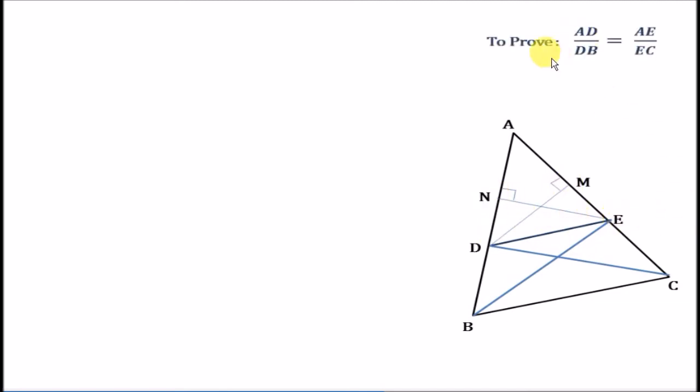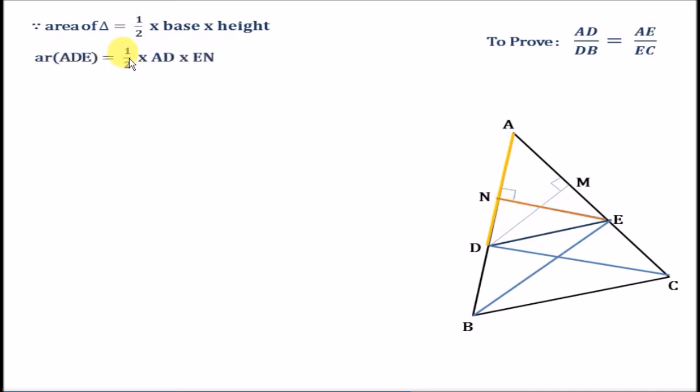This is the thing that we need to prove, so let's keep it on one side. Now, since area of triangle equals half into base into height, the first side that we need is AD. So AD is in triangle ADE. If we consider AD to be our base, the perpendicular or height for this will be EN. So area of triangle ADE equals half into AD into EN.